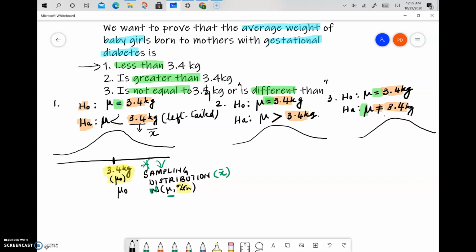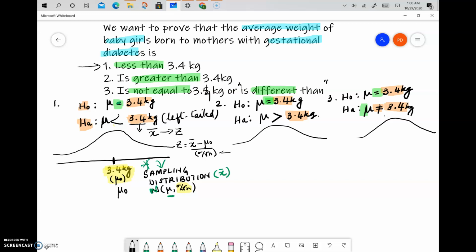Now, once we get the sample mean, what we do is we convert it to its z value. We've done this in chapter 11. Now, in this case, z equals X bar minus mu naught over sigma divided by radical n.